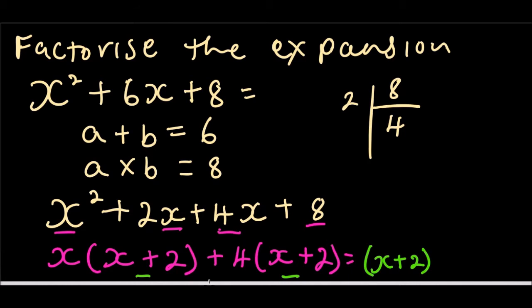Here, when you factor out this, we will be left with x plus 4. So these are the factors of our quadratic expression, and that is how you factorize. I hope you have followed. Let's do another example.